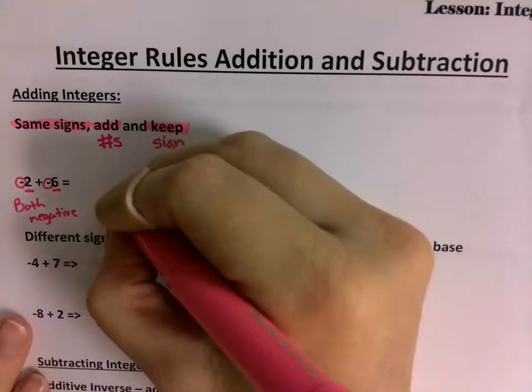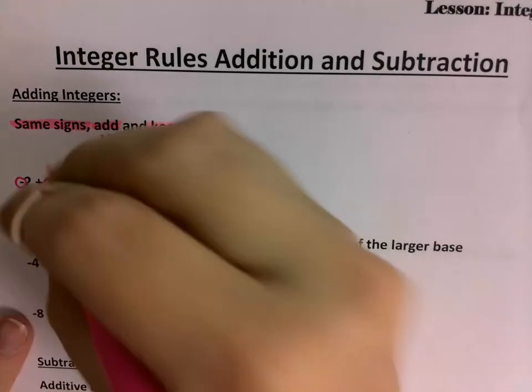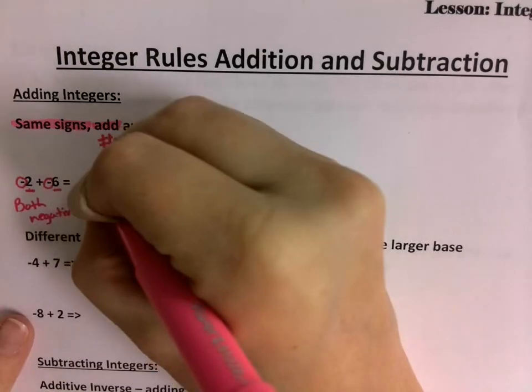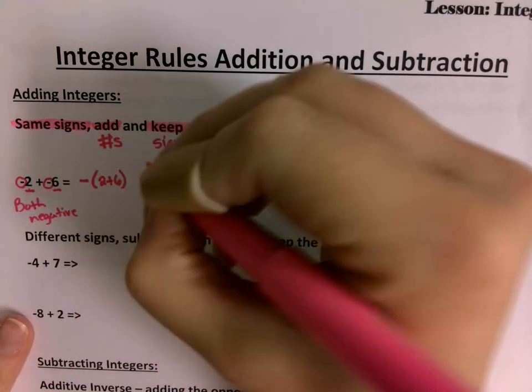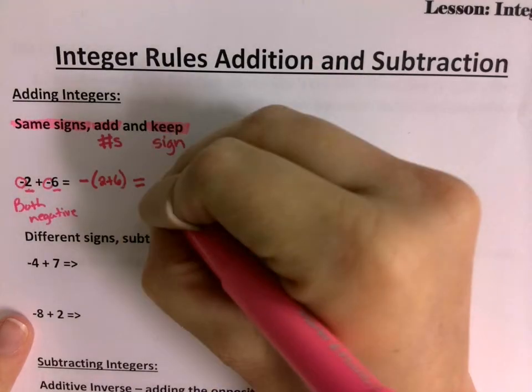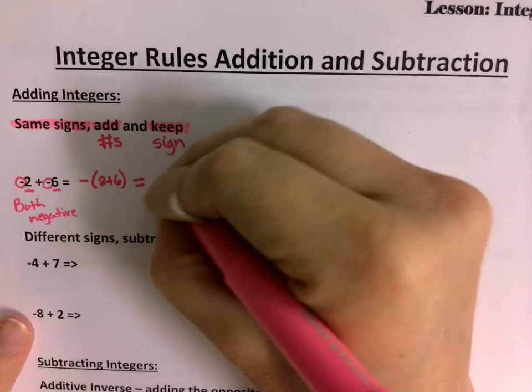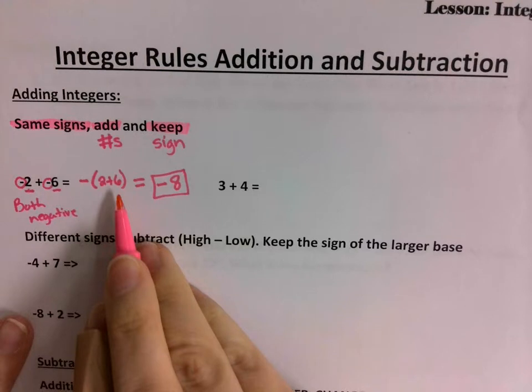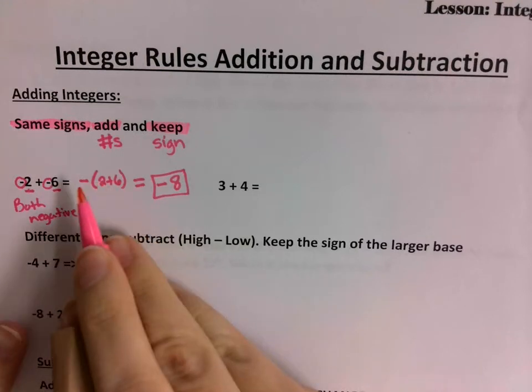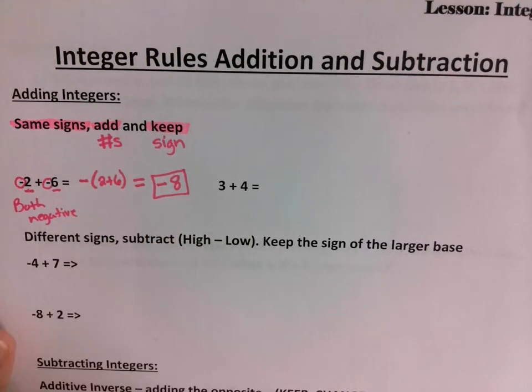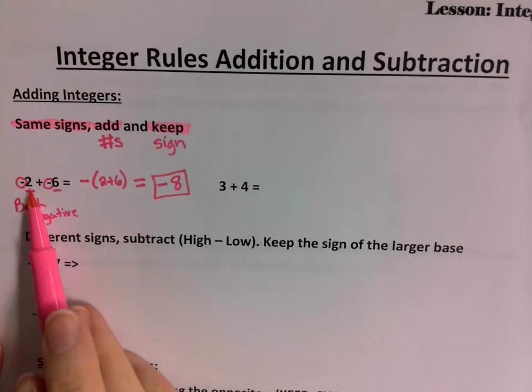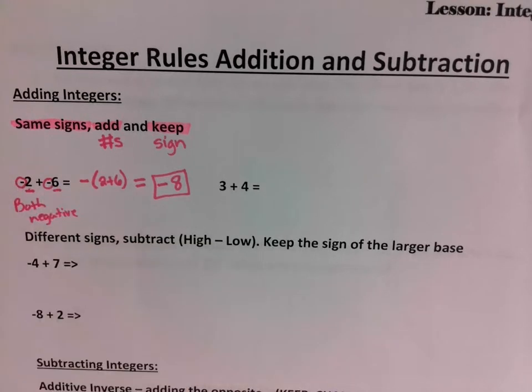So what is 2 plus 6? 8. So my answer is going to be -8. I'm going to add the 2 and the 6 together, and my answer is going to stay negative because I'm adding two negatives together. That would be like me saying, I owe Kyle $2, and I owe George $6, so I'm in debt by $8 right now. I owe a total of $8 to two separate people.